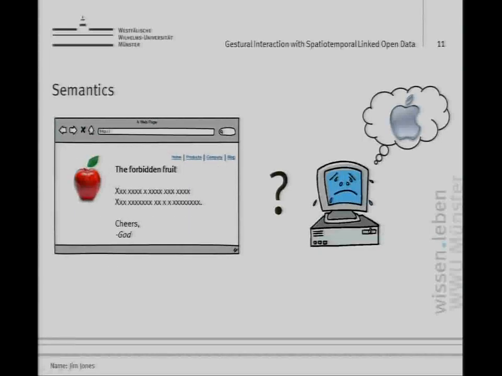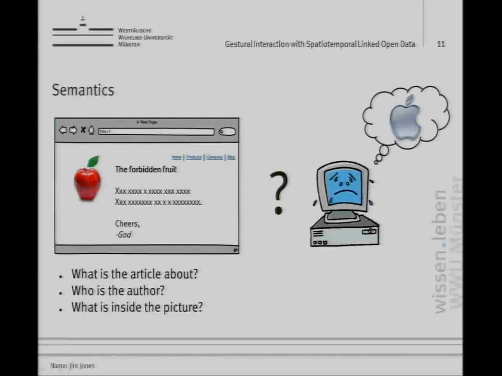A computer doesn't understand what's inside of a picture. And simple questions like, what's the article about? We read that and we understand, but a computer just sees a text, a bunch of characters. Who is the author? Who wrote this? Does this person exist? What's inside of the picture? Or even some spatial related questions: when, where or by whom this picture was taken. A computer cannot understand that without us telling it.